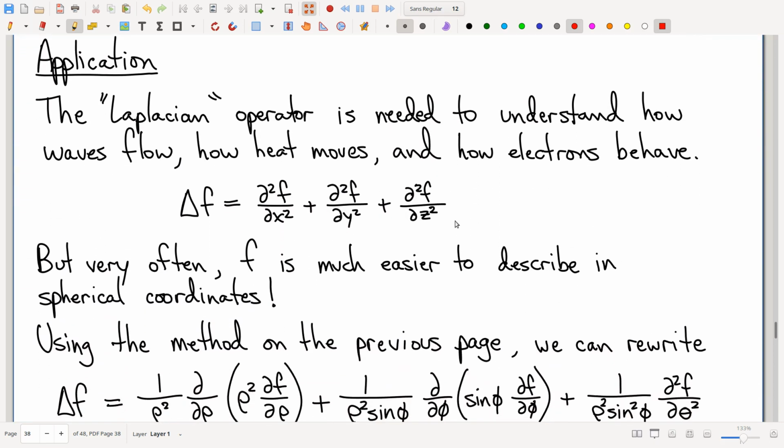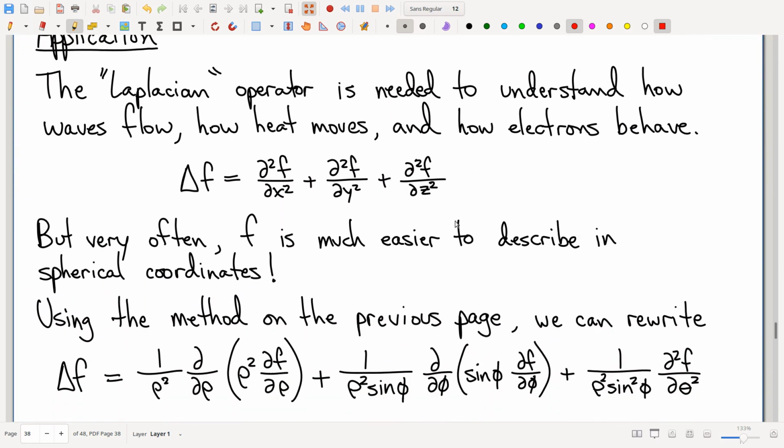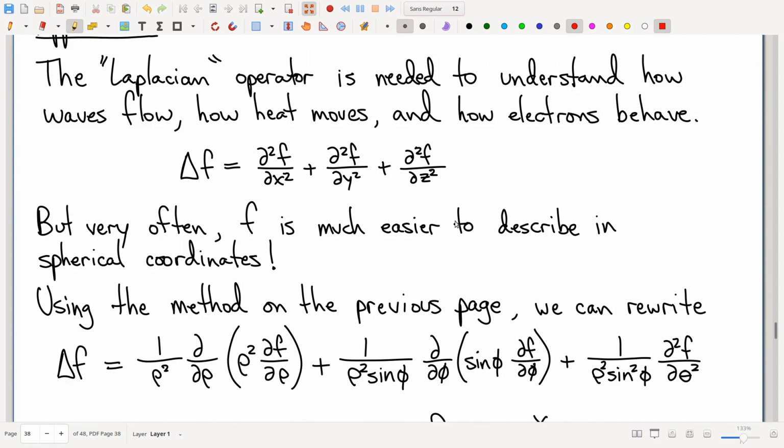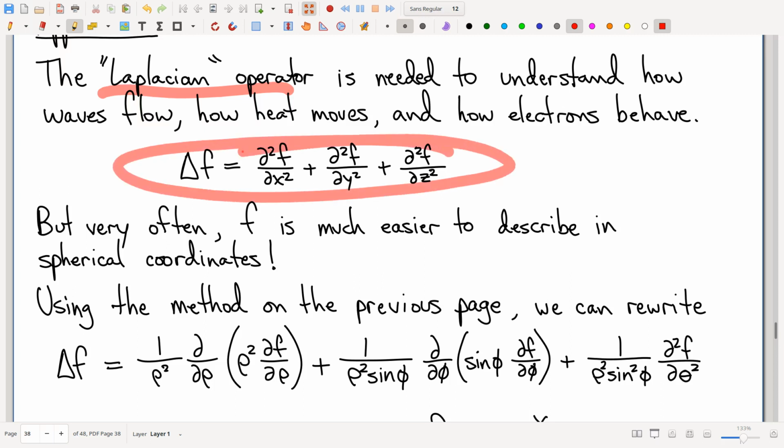Okay, why do we care about this? I'm going to give you an example that involves, this is a very important application. This thing here is called the Laplacian operator. It's huge in physics, which means it's huge in engineering, right?